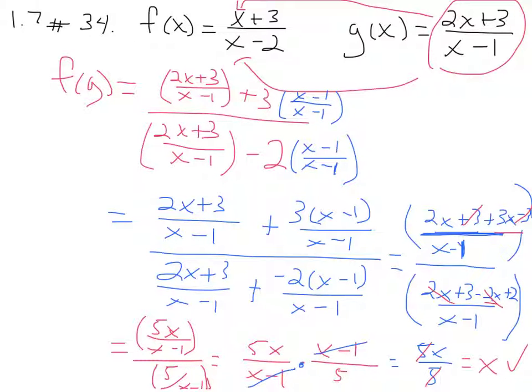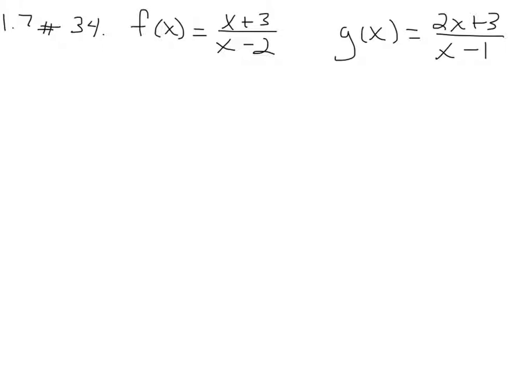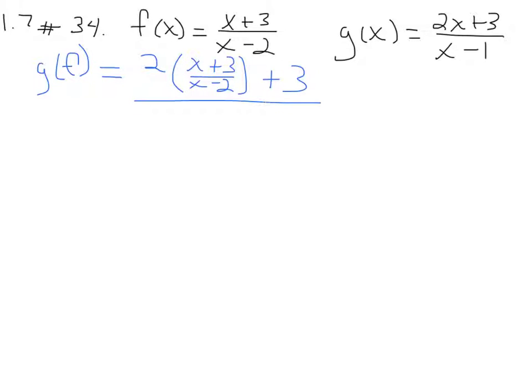Now we need to do the same thing for g of f. Alright, so g of f means we take the entirety of f and replace all of the x's in g with our f. So we're going to get 2 times the quantity (x plus 3) over (x minus 2), plus our 3, over, instead of x, we're going to get (x plus 3) over (x minus 2), minus 1.